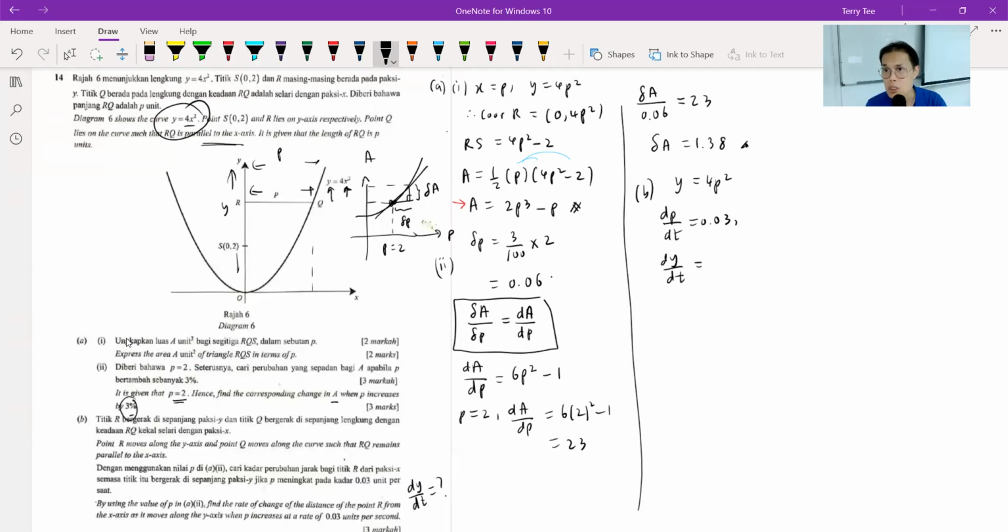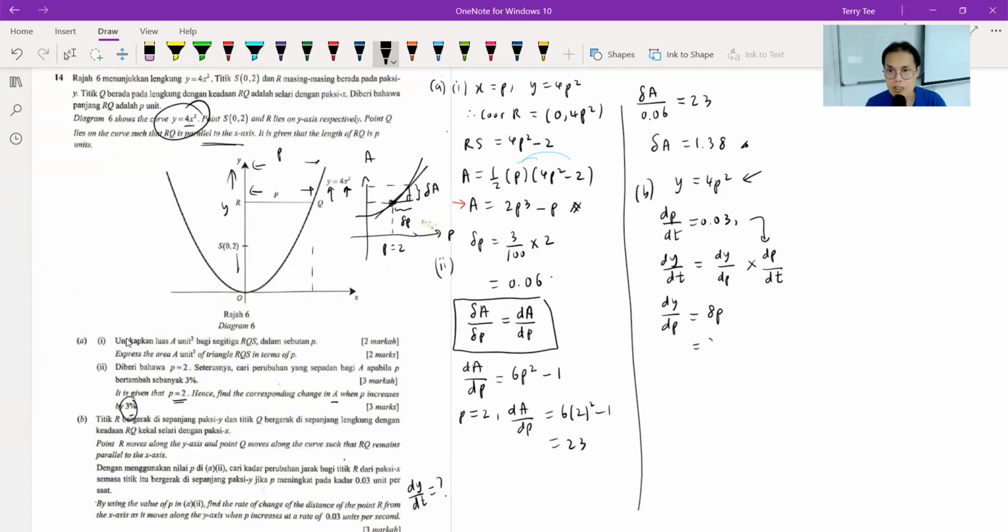So here we have to use the chain rule. We break it up: dy/dt, add in a dp and a dp. So dp/dt I can sub in. dy/dp I have to find. I have to go back to this formula and differentiate for dy/dp. So as I differentiate 4p squared, I'll get 8p.